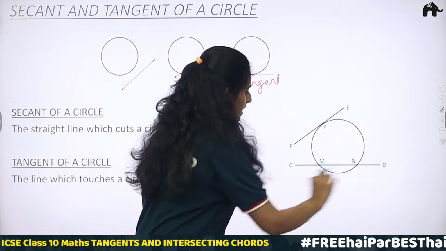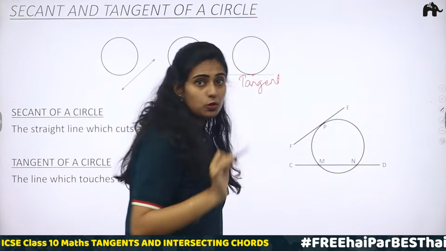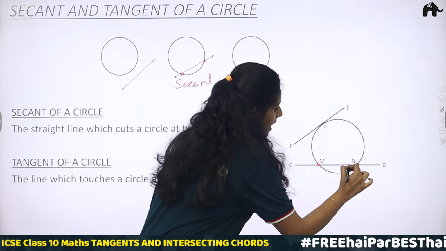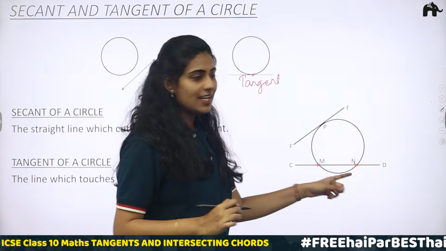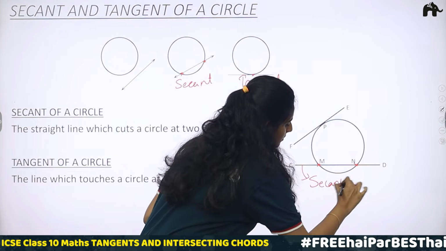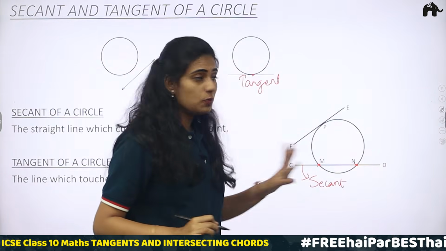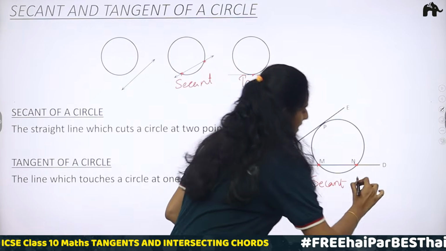Now in this figure, here this line segment CD. Okay. We have the circle. This line segment CD touches the circle at 2 points, point M and point N. Then is this a tangent or a secant? This line segment is a secant of the circle. Okay, it touches the circle at 2 points, here M and N. CD is the secant.